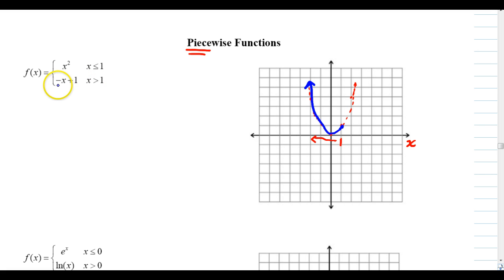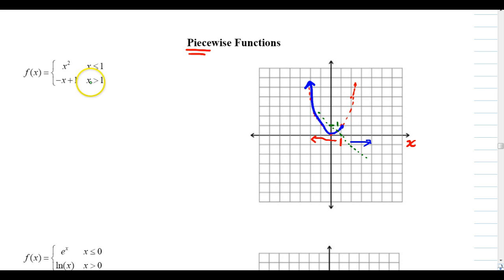Now I want to define the function negative x plus 1 when x is greater than 1. So for values to the right of 1, I want to be this line, negative x plus 1. Let's sketch the whole line. Negative x plus 1 has a y-intercept of 1, and it has a slope of negative 1. So here's another point on the line. I'm going to draw this line as a dotted line. Graphing lines should be second nature to you at this point. You should be really, really good at graphing lines. So here's the graph of my line, negative x plus 1.